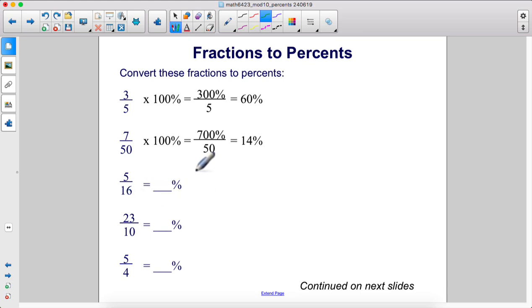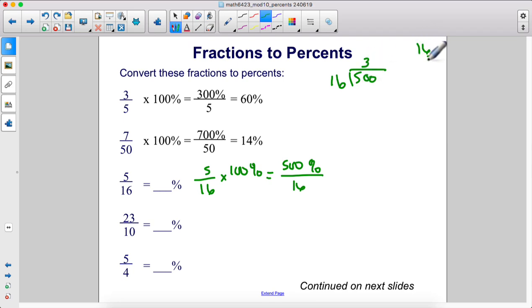5/16 is what percentage? All right, so 5/16 times 100%. 5 times 100 is 500% divided by 16. Now I don't know what that is, so let's do some long division. 16 goes into 50 3 times. 16 times 3 is 48. So that gives us a remainder of 2.